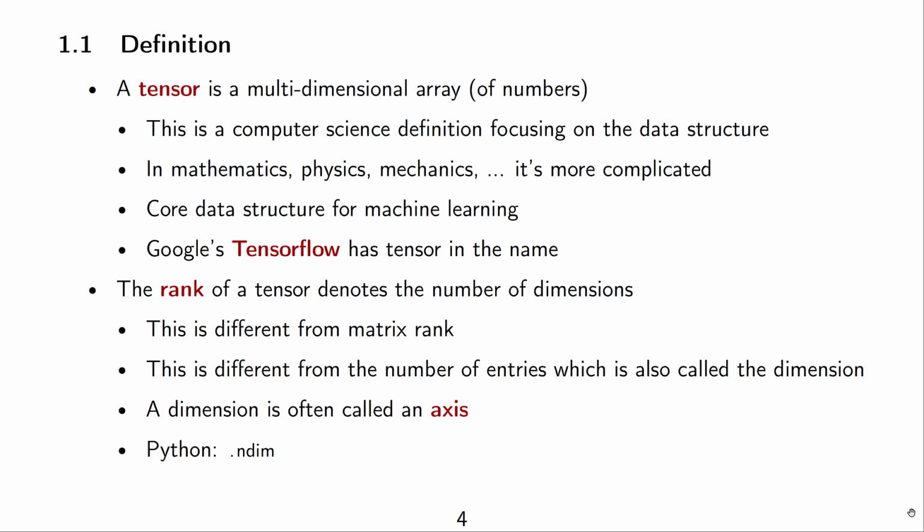It's also different from the number of entries in a matrix or a vector, which is also sometimes called the dimension. So, for example, a vector consisting of 7 elements would be called a 7-dimensional vector. However, if you think of the vector as a tensor and want to know its tensor rank, then the rank would be 1. A dimension is often called an axis. If you would like to know the tensor rank, you can use the Python command .ndim.